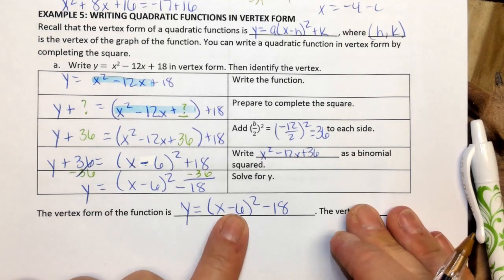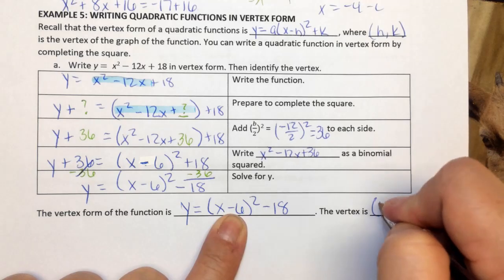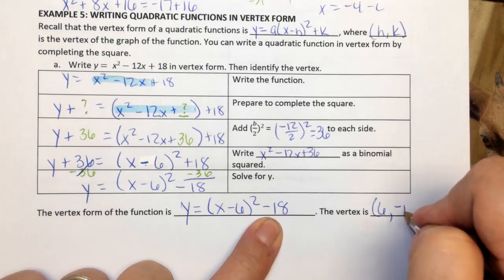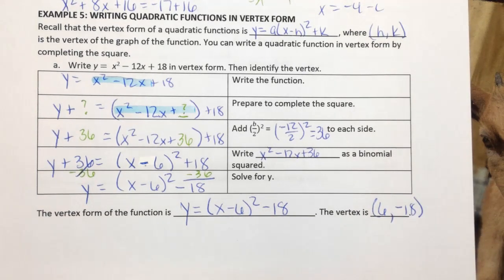What is our vertex? The opposite of this. So 6 comma the same, negative 18. So that is our vertex.